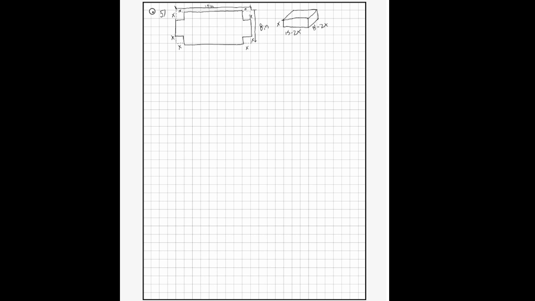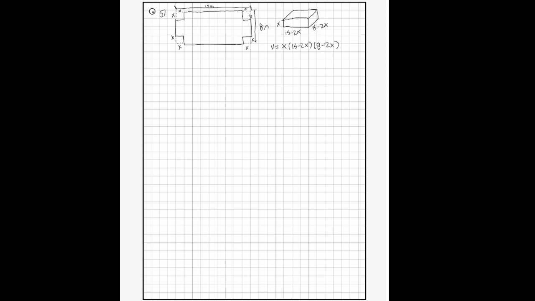Right. So with these points, I can conclude that the volume equals x, the height, times the base, times the width, right? So times the height, x, times the width, which is 15 minus 2x, times the length, which is 8 minus 2x. So step 1 of this is I need to expand this, right?